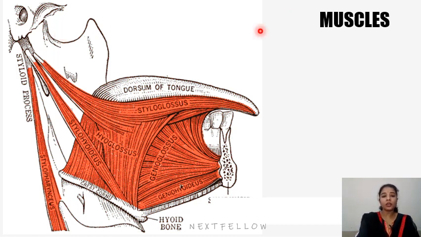There is a muscle called chondroglossus. Chondro means cartilage, so it gets its origin from the cartilage which is near the hyoid bone. It is actually a part of the hyoglossus muscle only. So that is called chondroglossus, which is also not demonstrated in this image.